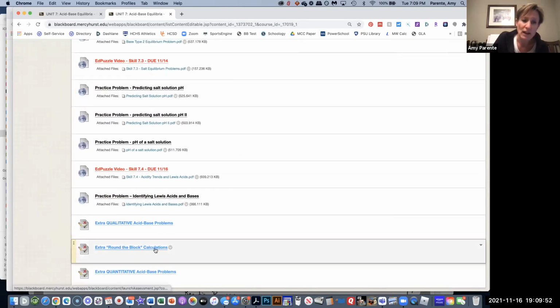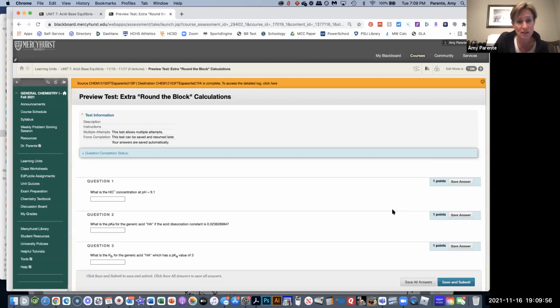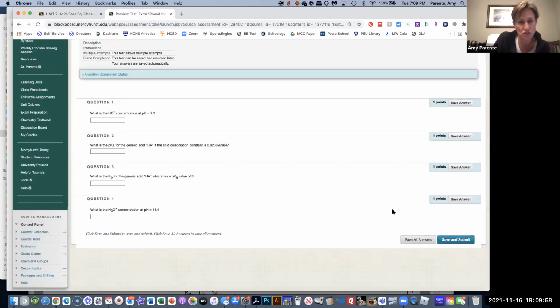Then if you need some help doing these round the block calculations, this is a quiz. And again, every time you do this, you'll get a new set of questions, so you can retake them. Here is: what's the hydroxide concentration if you have a pH equal to 9.1? What's the KB for a generic acid if the pKa value is 3? So just doing some of those round the block calculations.